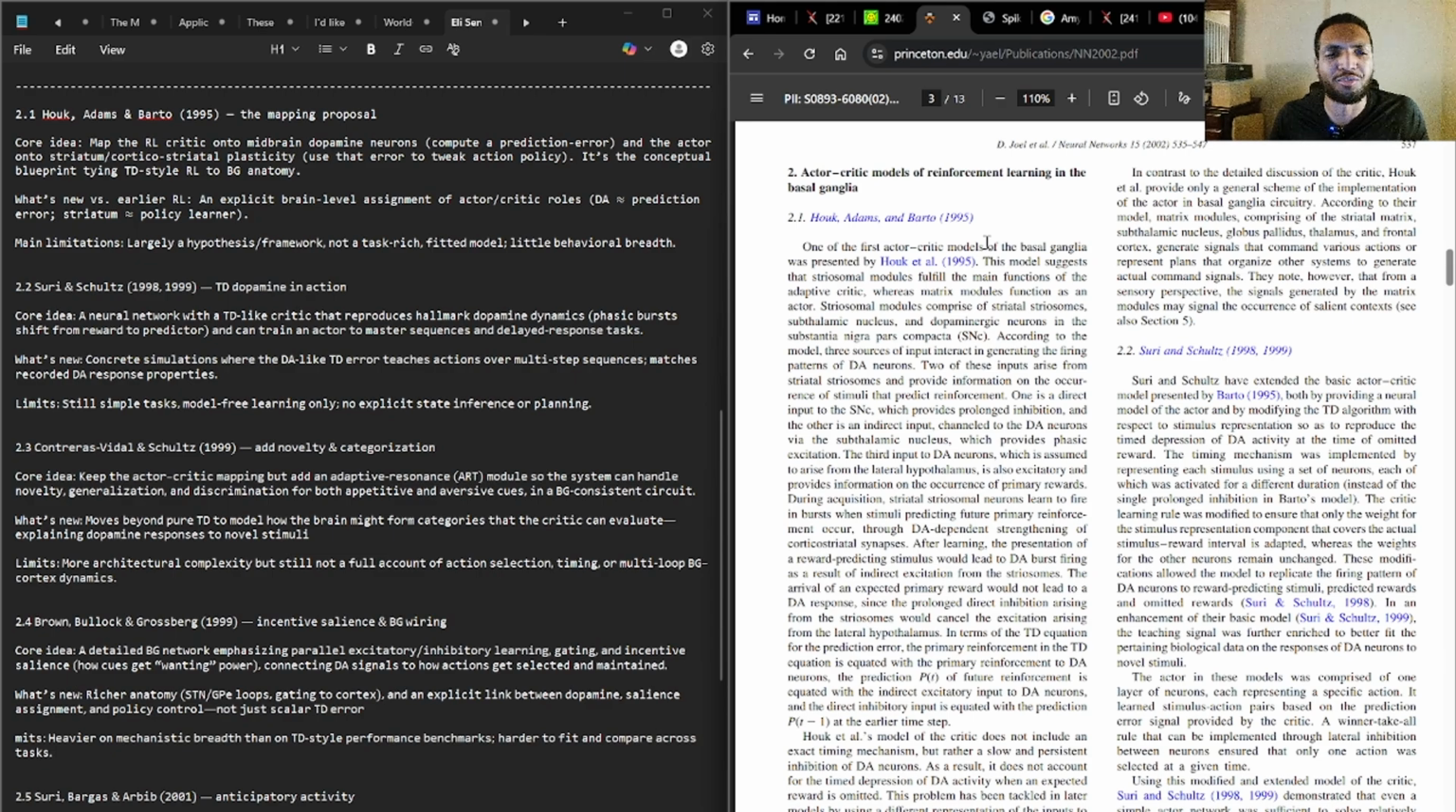So temporal difference, dopamine in action. The core idea: a neural network with a temporal difference-like critic that reproduces hallmark dopamine dynamics. That is, a phasic burst shift from reward to predictor, and you can train an actor to master sequences and delayed response tasks.